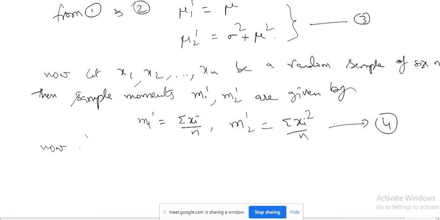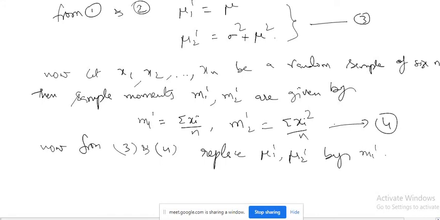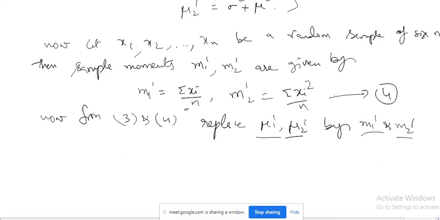Now from 3 and 4, replace mu1 dash and mu2 dash by m1 dash and m2 dash. That is the method of moments. These are the population moments, these are the sample moments. Replace it. In the place of mu1 dash, you apply m1 dash, summation xi by n. That means mu is summation xi by n.